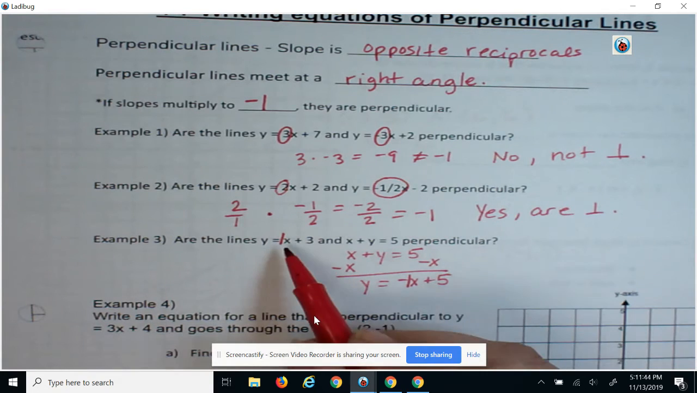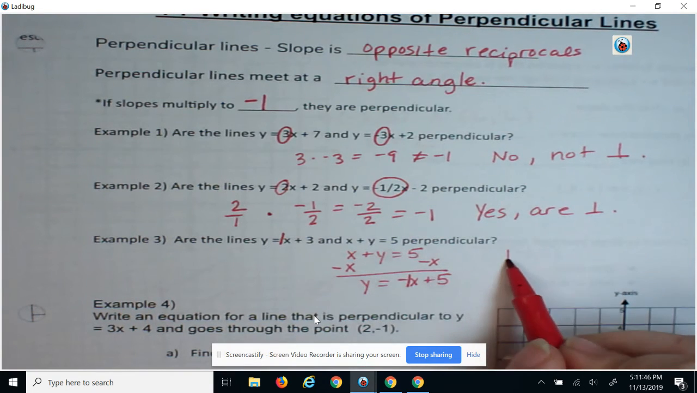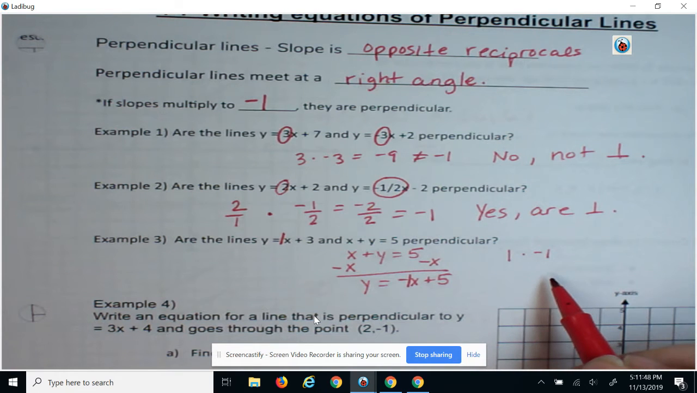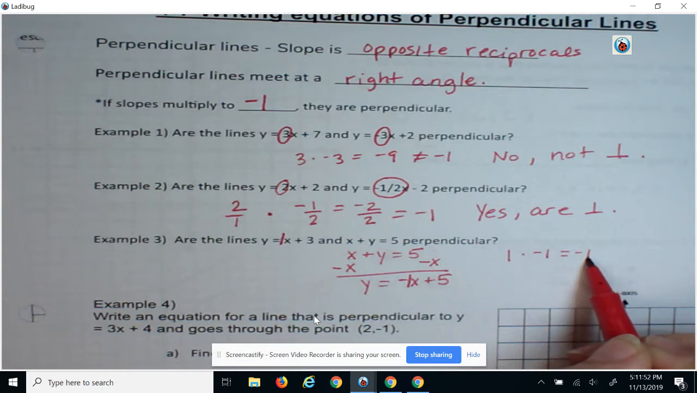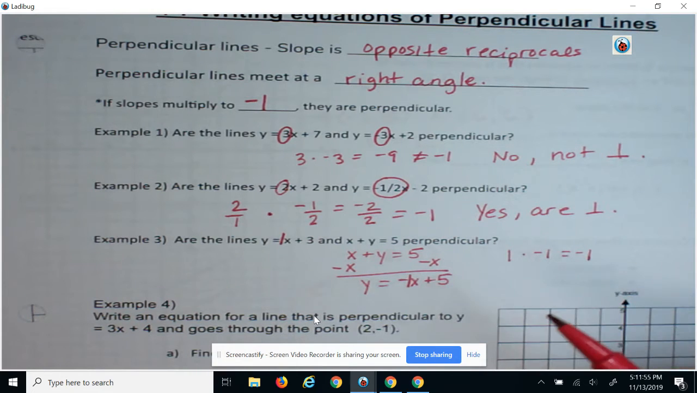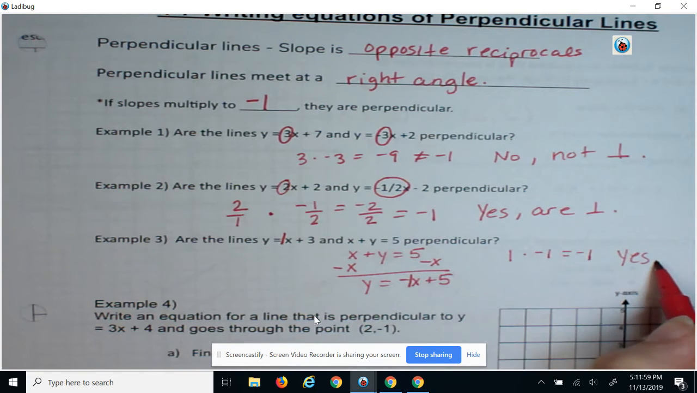So I have a slope of 1 and -1. And if you multiply them, you get -1. So they are perpendicular. Or you can just think of them as opposite reciprocals. So yes, they are perpendicular.